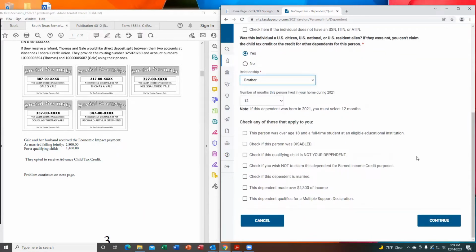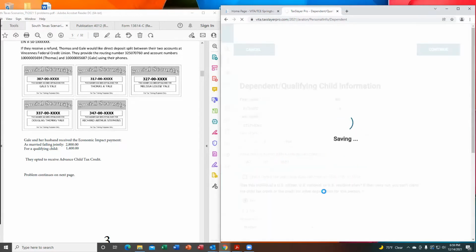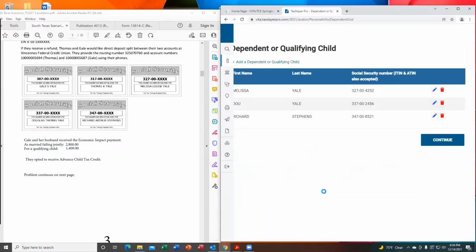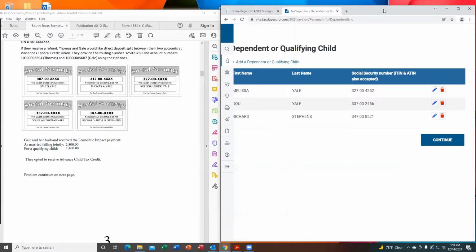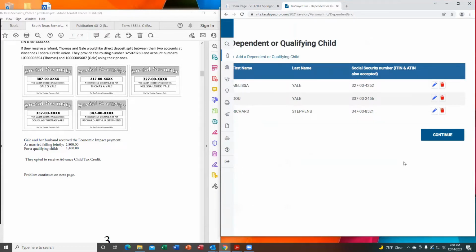So what are we going to fill out for the brother at the bottom? Check if the person was disabled. Okay. So again, making sure that we select the ones that pertain in this case to the dependent. So we're gonna continue. So we have the 3 dependents that we've added. And so we're gonna continue.